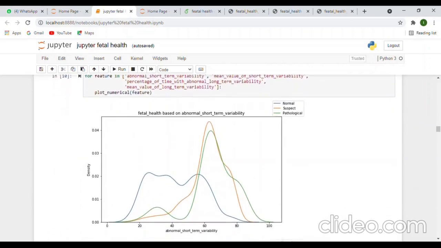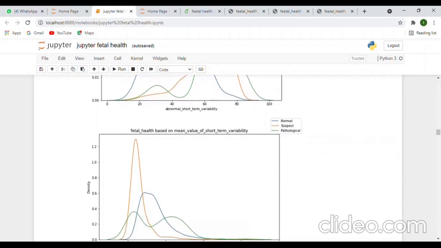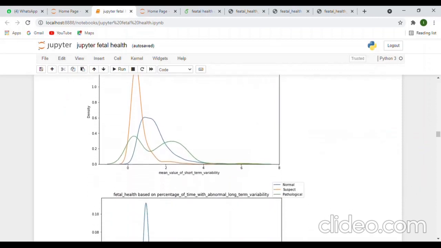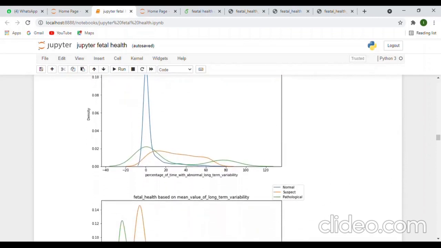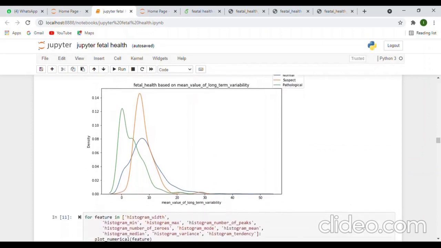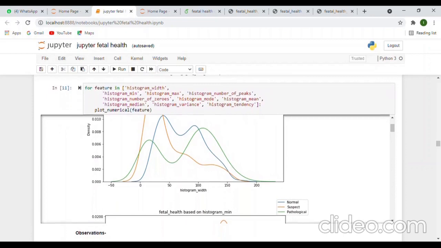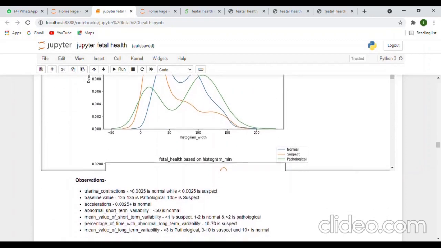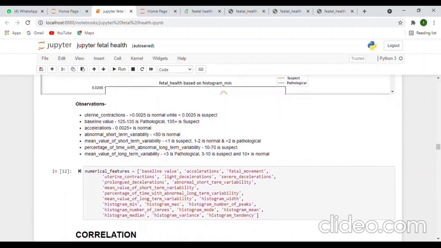Normal means the baby is normal. Pathological means it is affected with some injury or a disease, or the baby's health status is not normal. The third category is suspect. It is a partial assumption that the baby is alright. As we look into the graphs, the blue color one is normal, the red color one is suspect, and the green color one is the pathological state of the baby.